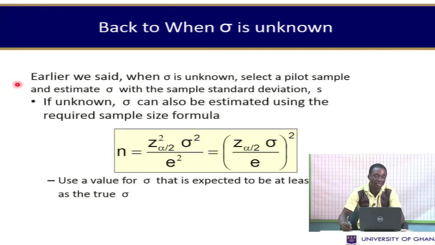Earlier, we said that when sigma is unknown, we select a sample and estimate sigma with the sample standard deviation given as S. So, if unknown, sigma can also be estimated using the required sample size formula, as we already stated. Using this, we can estimate sigma using our sample standard deviation S, and use a value of sigma that is expected to be at least as large as the true sigma.